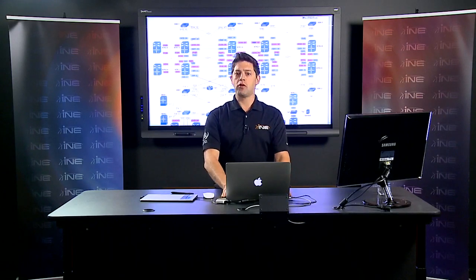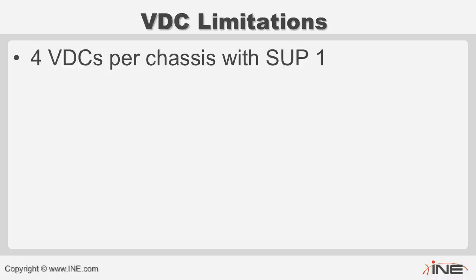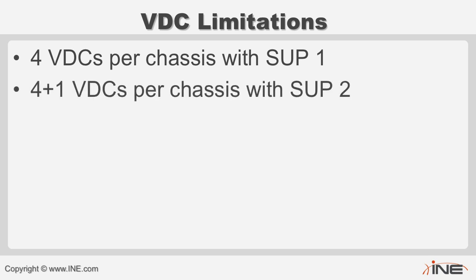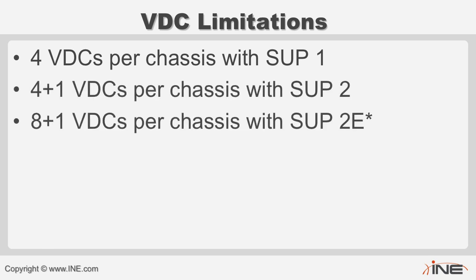We really have 4 VDCs that are available to us in a Sup1 card. And we are running a Sup1 card. It's what the lab lists, so it's what we're going to be doing in most of our presentation and most of our demonstration and command line. In the Sup2 and Sup2E, we have something called plus 1. So in the Sup2, and by default in the Sup2E, we get 4 VDCs plus 1 admin VDC.